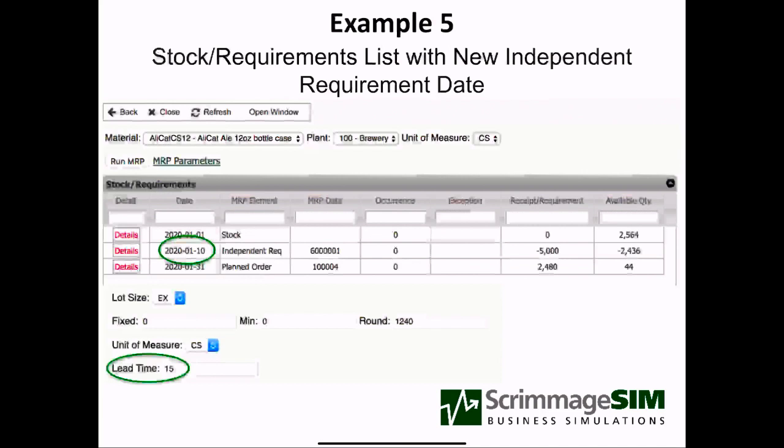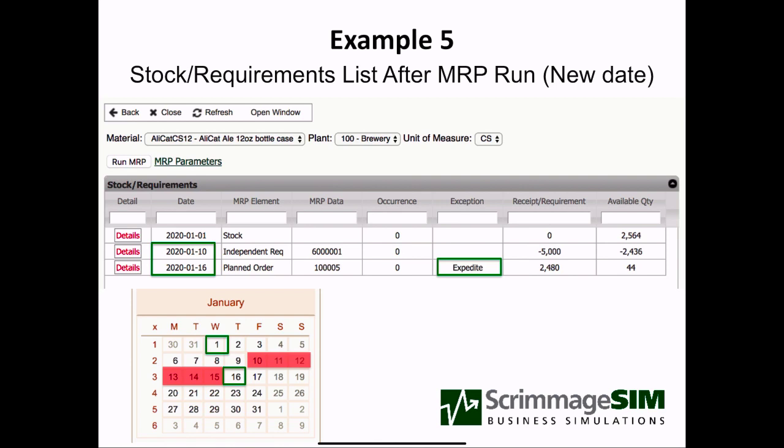To illustrate this, in the stock requirements list, the independent requirement for 5,000 cases is changed to January 10th. In other words, it's needed 10 days in the future when our lead time is 15 days. When we click on Run MRP, this will produce the following result. MRP will say, if you started today, I calculate 1, 2 weeks plus a day, 15 days in the future. It can be available on the 16th, assuming there's nothing you can do about speeding up that lead time. It will show that order arriving on the 16th.